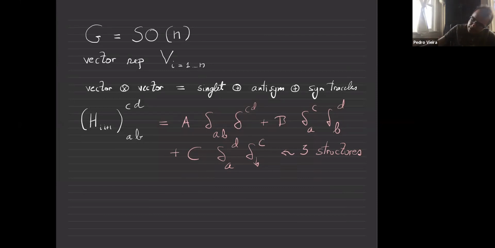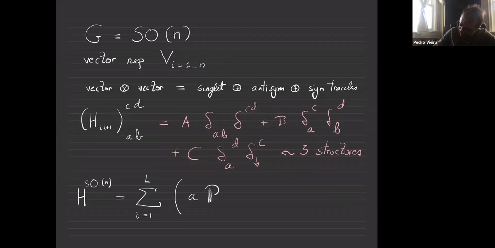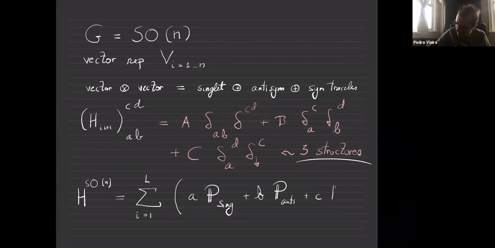And so all spin chains that have SO(N) symmetry will be equal, if they are nearest neighbors again, or SU(N), doesn't matter, a summation from I equal one up to L. And then there will be A times the projector into the singlet plus small b. These A, B, C are not the same as the A, B, C of these three structures. They're linear combinations. B times the projector into the anti-symmetric plus C times the projector into the symmetric trace.